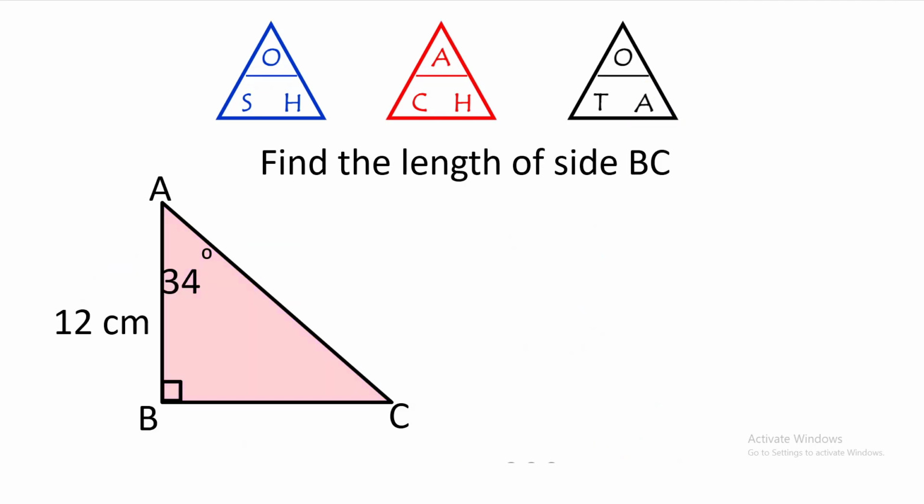And now we come to another question. Now we have a right angle triangle with a side BC. We're looking for side BC really, okay? So we label that X, and AB is 12.